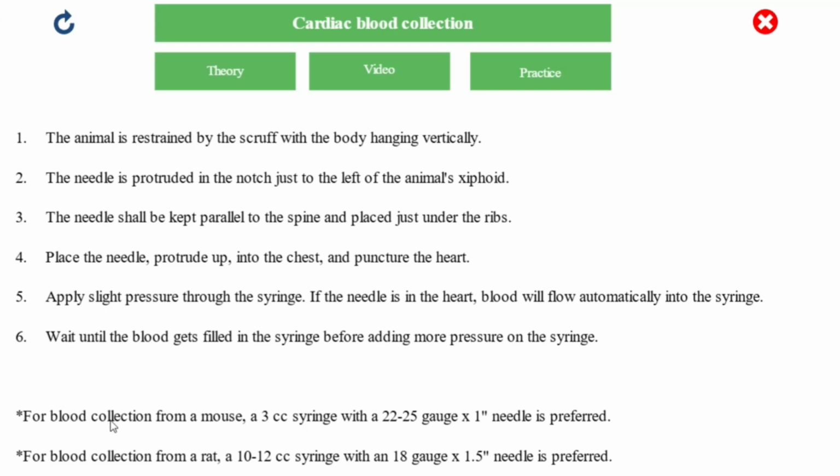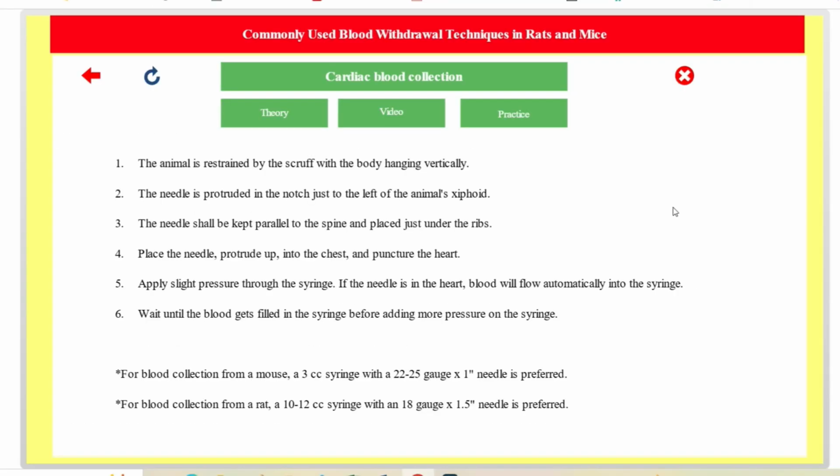So this is the syringe measurement. Here it is given: a 22 to 25 gauge and 1 inch needle is needed. And for collecting blood from a rat, a 10 to 12 cc syringe with an 18 gauge and 1.5 inch needle is preferred. So we will go for the video.